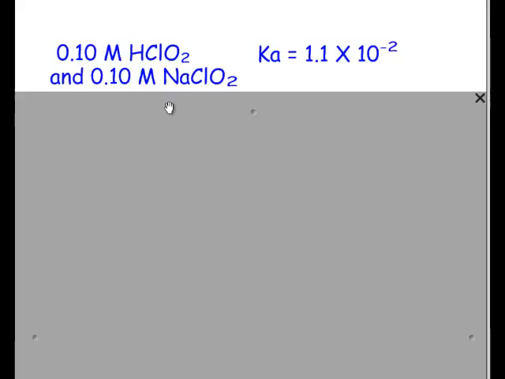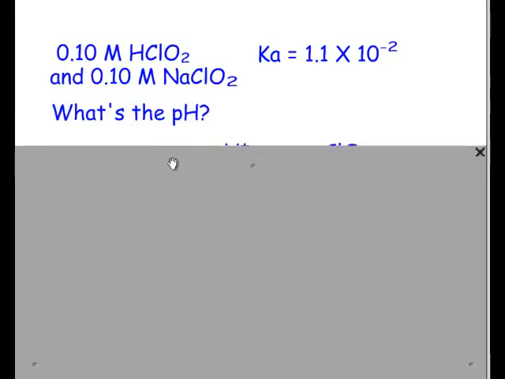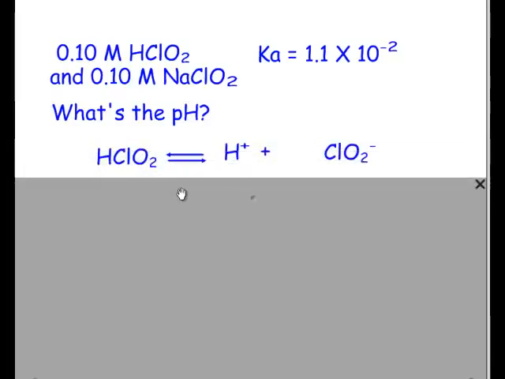Now, just again as usual, the first thing you're going to have to do is write an equation. Again, we're going to figure out pH. There's my equation. Don't try to react them. Don't try to say HClO2 plus NaClO2 equals and make up some weird random product. That's not what's going to happen. HClO2 is going to do this, just like it did in the previous problem. NaClO2 is a salt. All it's going to do is dissociate.